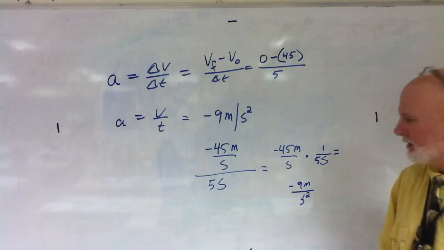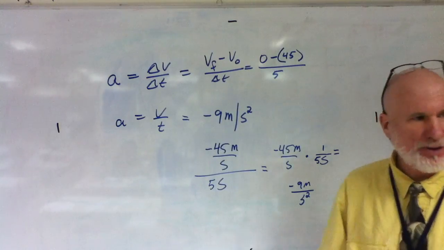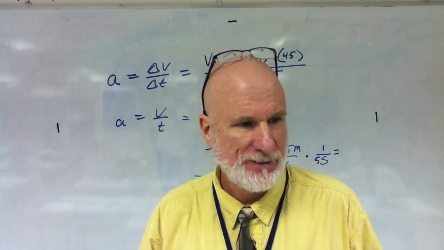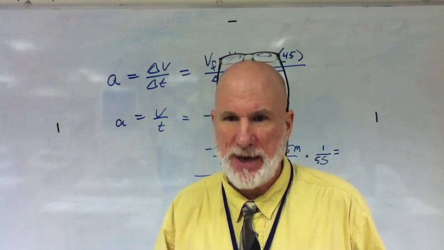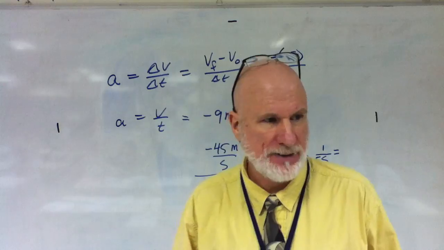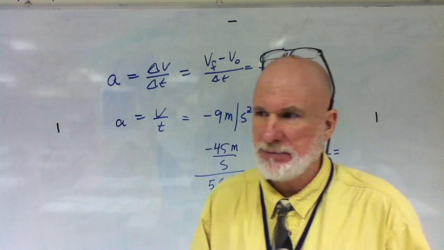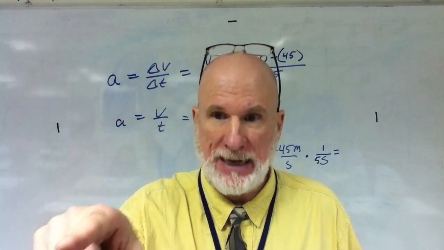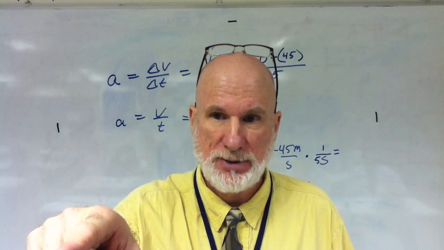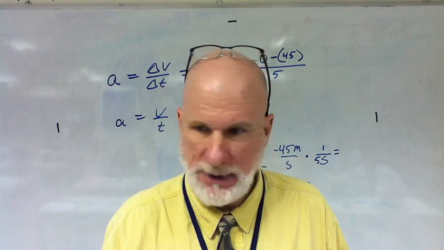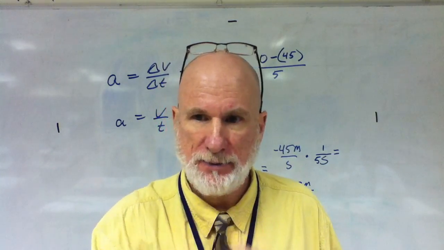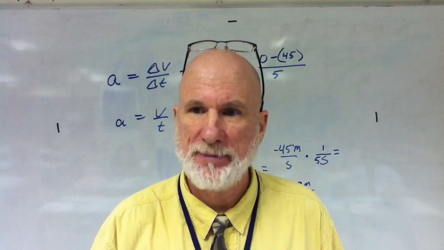Do you see that? Seconds times seconds. That's where you get the squared from. Because you're dividing it by seconds, or multiplying it by 1 over seconds. Correct? So the answer to the problem is going to be negative 9 meters per second squared. Easy? Okay? End of first acceleration problem.